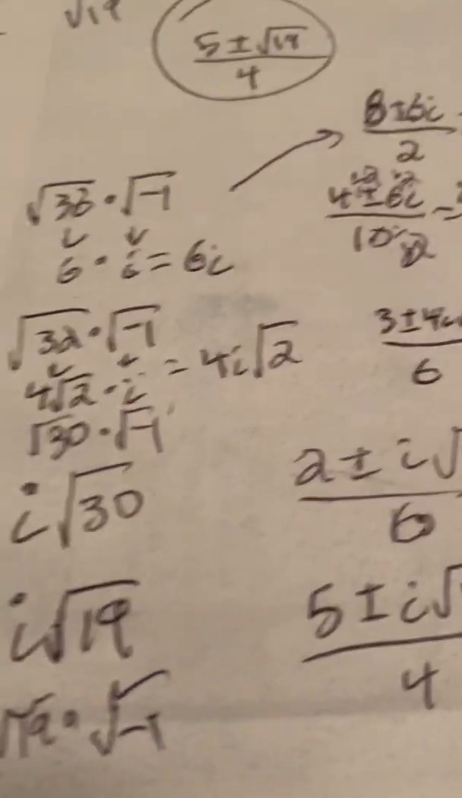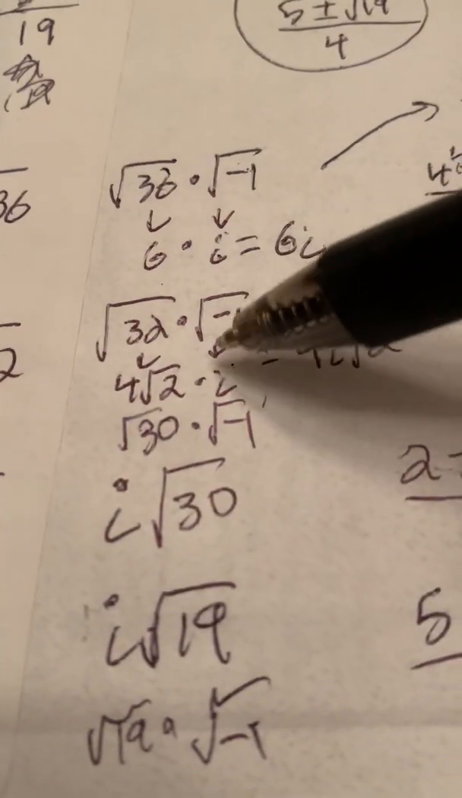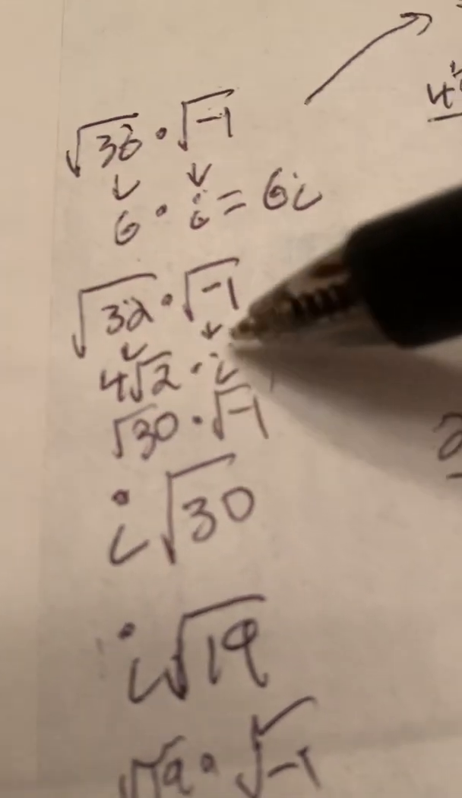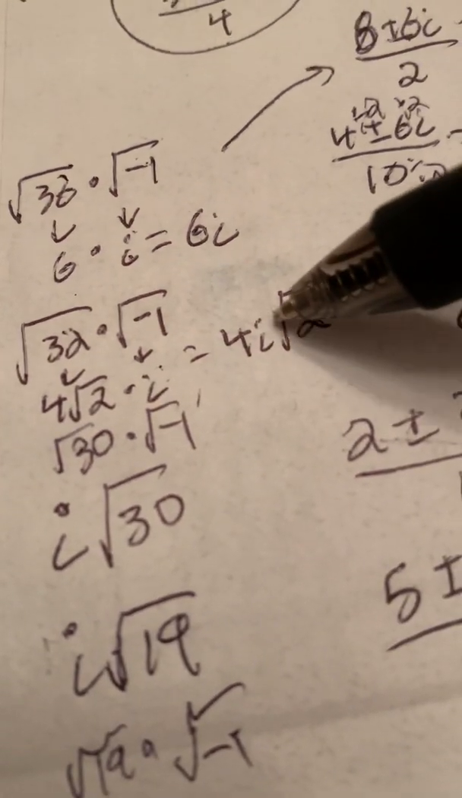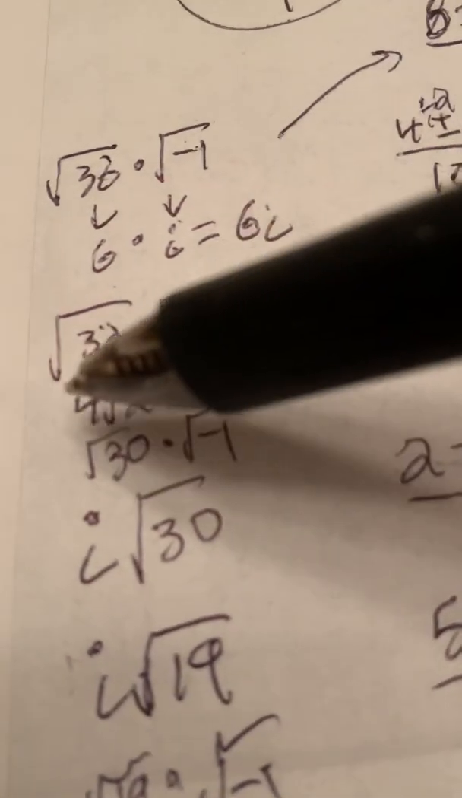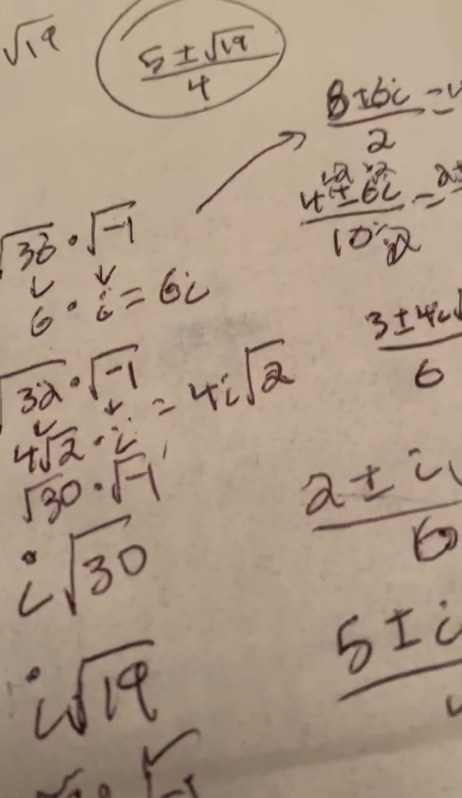Okay? Back here, the square root of negative 1 is i. We already did the factor tree for 32 up there. We got 4 square root 2. So I got 4 square root 2 times i. So when I have the i and the square root, the i goes in front of the square root, but behind any number that's already out there.